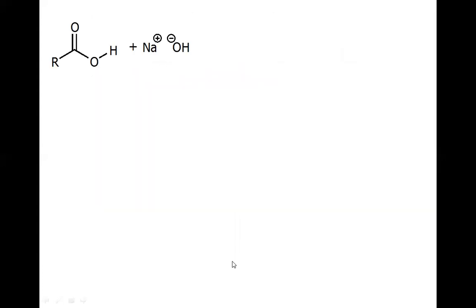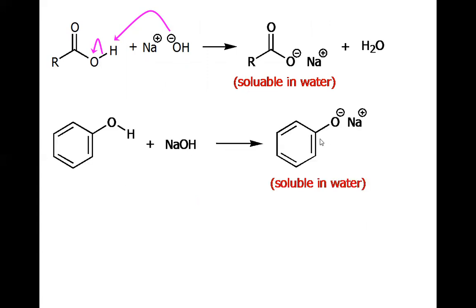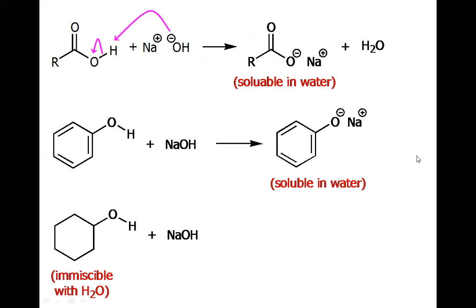So when we treat this carboxylic acid with sodium hydroxide, we will simply have this carboxylate salt, which is water soluble. It's a simple acid-base reaction. The same is the case for the phenol. When treated with sodium hydroxide, we have the sodium phenoxide and water. However, for the cyclohexyl alcohol, the reaction is not successful because hydroxide is not basic enough to abstract the alcoholic proton. So this is how the cyclohexyl alcohol is ruled out.